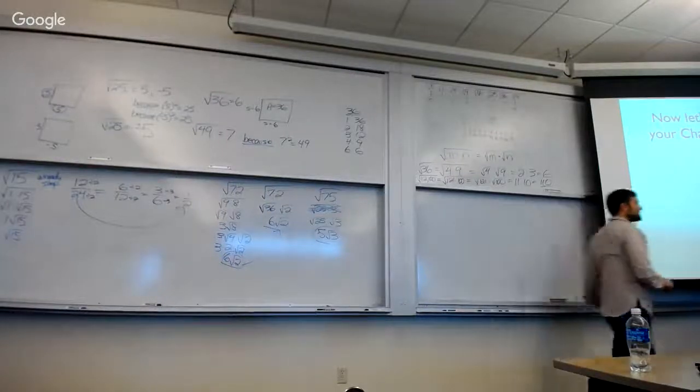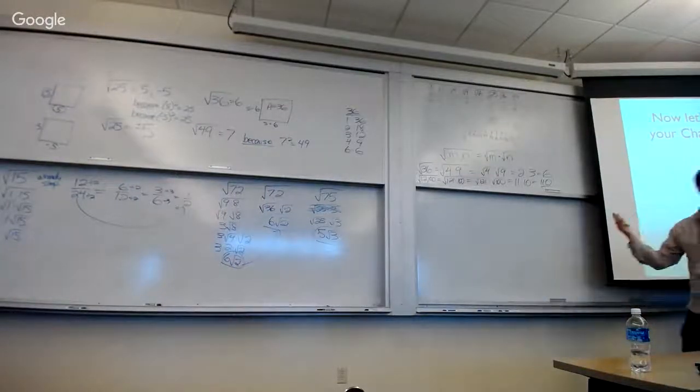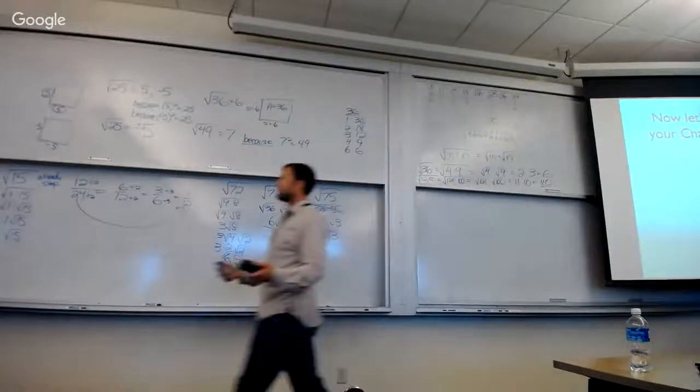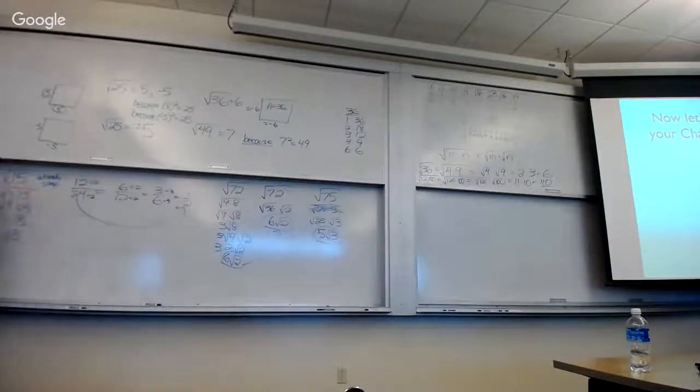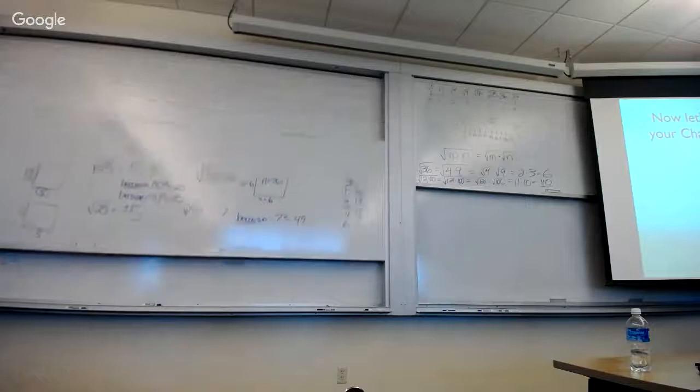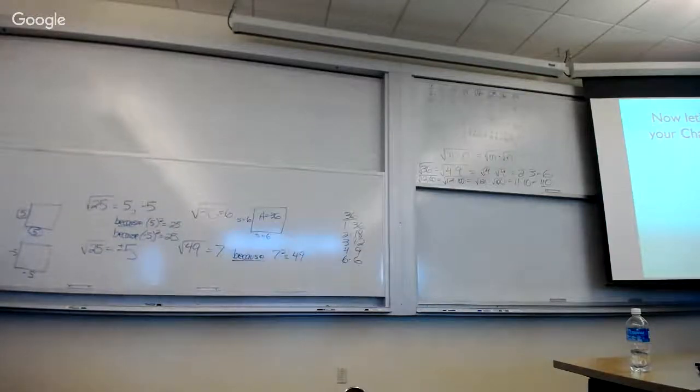Now, folks, everything we just did was really just scratching the surface about the types of skills that we're going to learn in this chapter. So what did we just learn? We learned how to approximate a root, such as root 72. Root 72 is roughly what? What's the square root of 72 to 1 decimal?